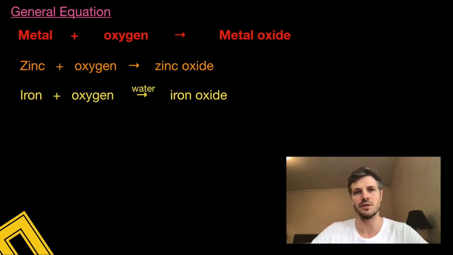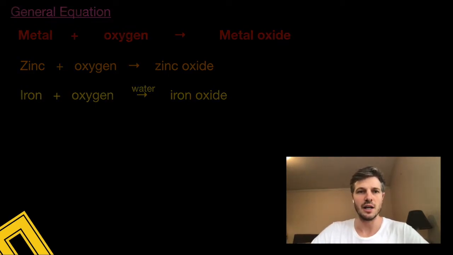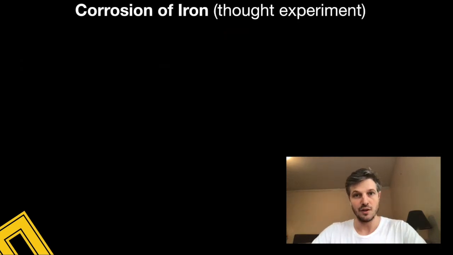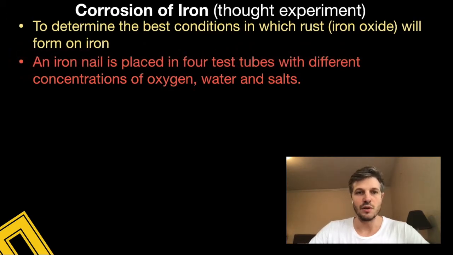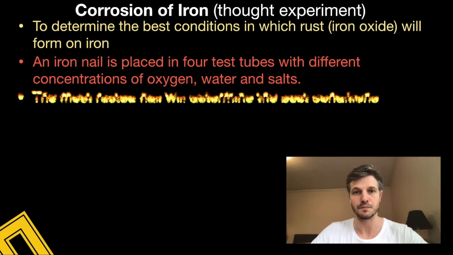So what we're going to do is a little thought experiment now, testing the conditions to confirm that those conditions are the ones that are most suitable for corrosion. We're going to place an iron nail into 4 different test tubes with different concentrations of oxygen, water and salts. So the most rust should occur in the test tube with the best conditions for rusting or corrosion.